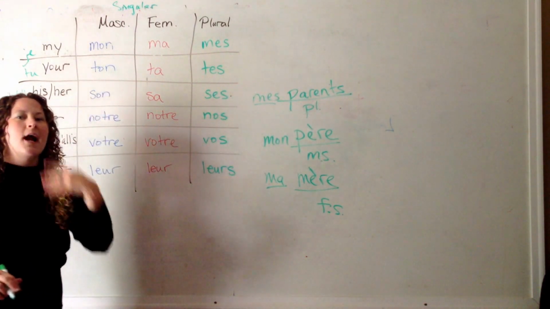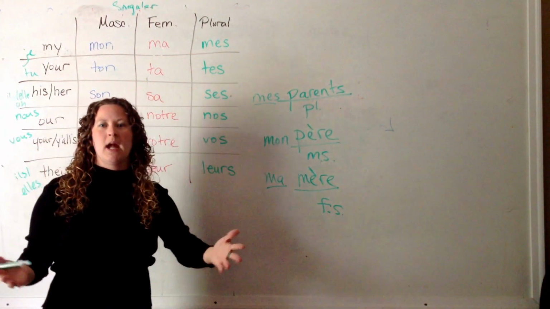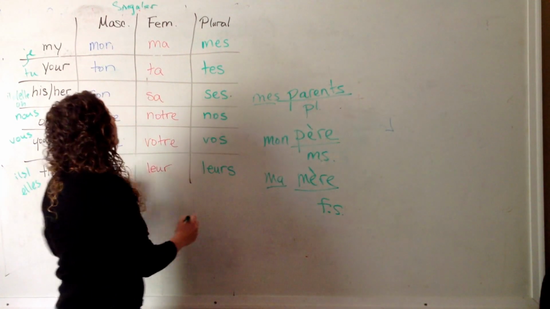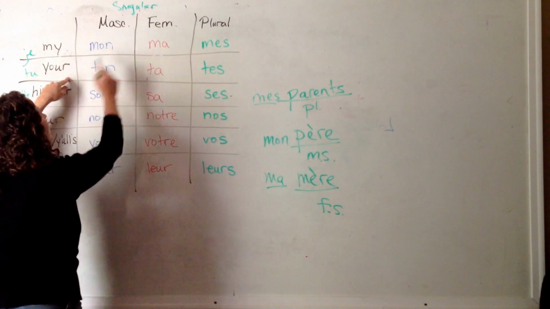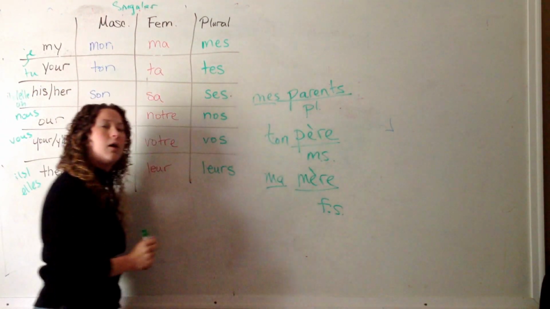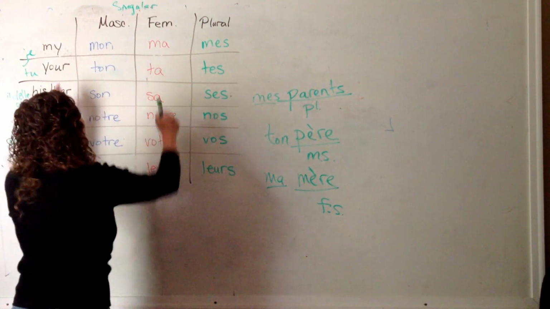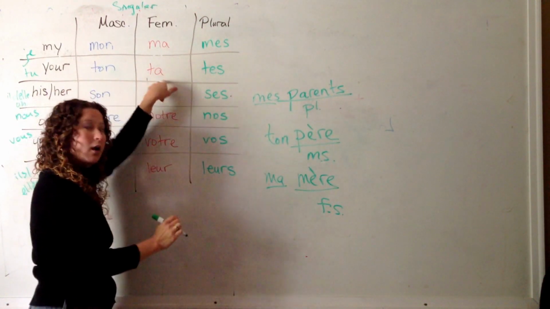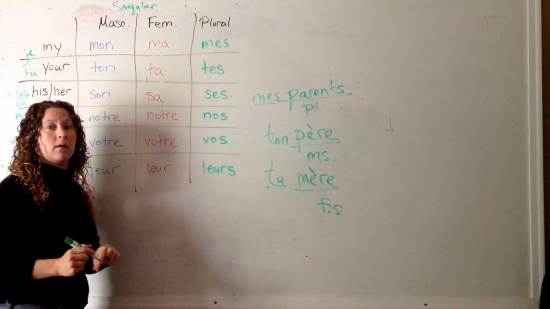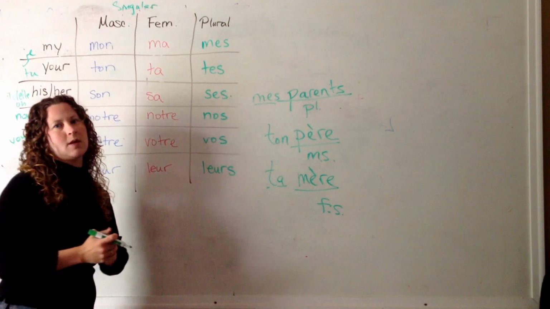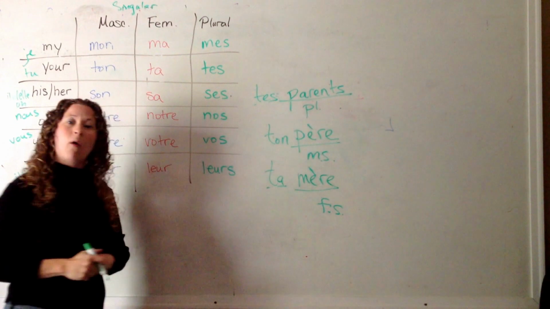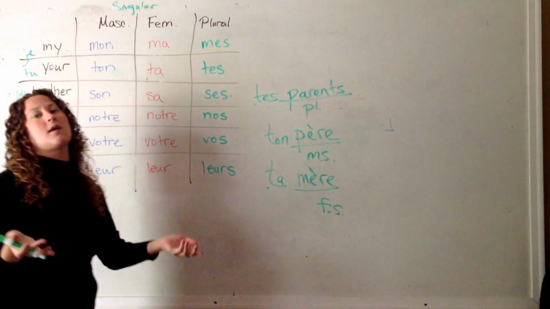Now if I wanted to say your father is hungry, and let's say that we were on a first name basis with each other, then I would need the masculine your way to say that, which would be ton. And what if it was your mother? Well, your mother's feminine. There's only one of her. But you're probably glad about that too. Ta mère. What if it was your parents that were hungry? Tes parents ont faim. Your parents have hunger. Alright?